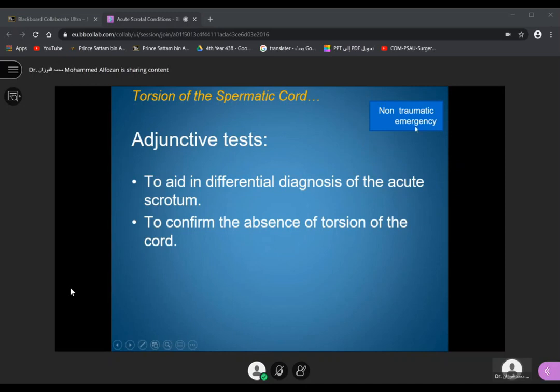So there are other tests to aid in the differential, but as we mentioned, and we will mention 20-30 times, you shouldn't delay your intervention waiting for imaging or adjuvant tests. So if it's available and it will not delay and affect your management, you can use other tests to confirm your diagnosis.